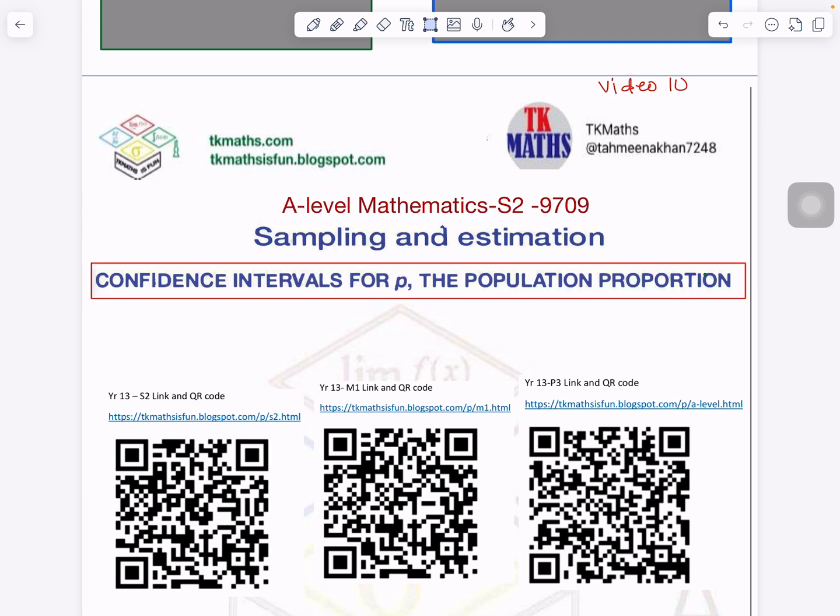In today's video, which is video number 10 on confidence interval for proportion, the population proportion p. It is a topic of sampling and estimation, which is a part of the syllabus of A-level mathematics S2, code 9709. And here is the QR code. You can scan it to watch more videos on P3, S2 or M1. In the previous videos, 9 and 10, we have understood confidence interval for mu, the population mean.